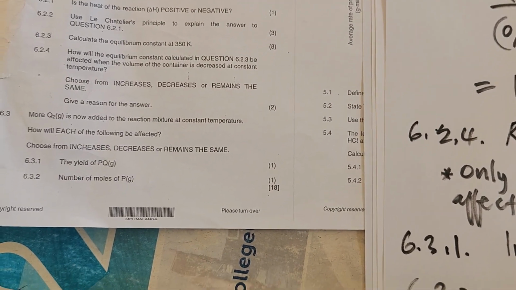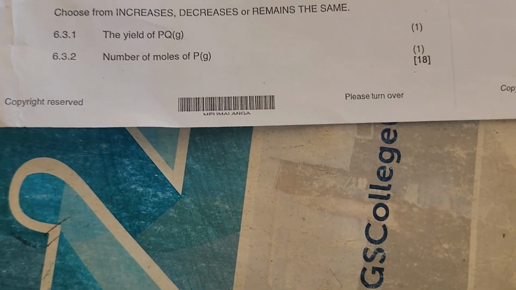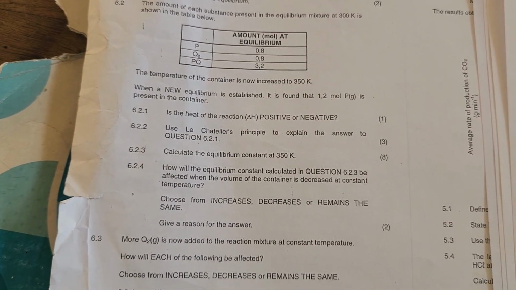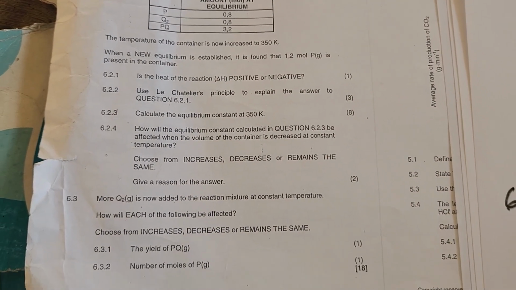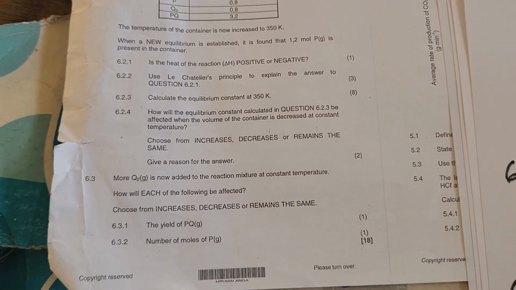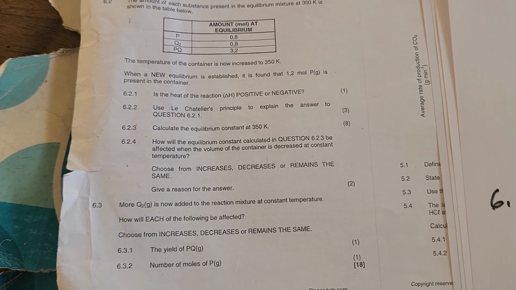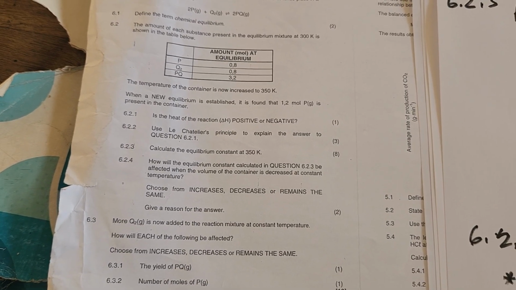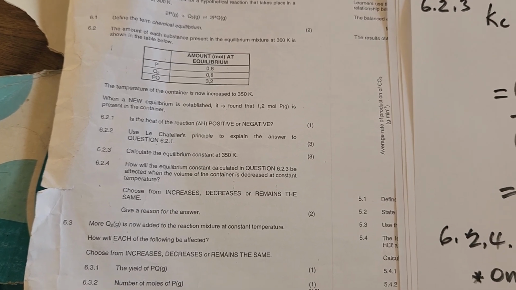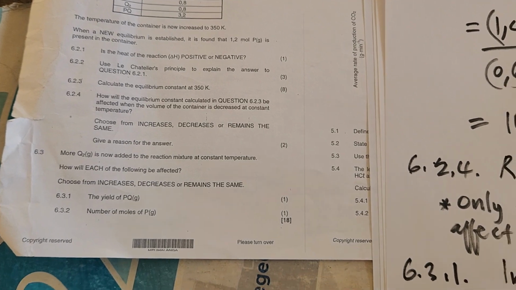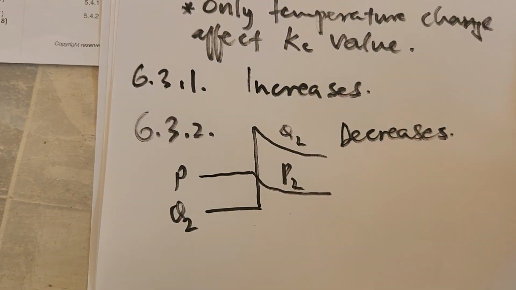That is the last answer to get the 18 marks out of this question. I hope you learned a lot, also in terms of Le Chatelier's principle explanation, and also in terms of the Kc table, also in terms of the definition, and also the Kc expression.